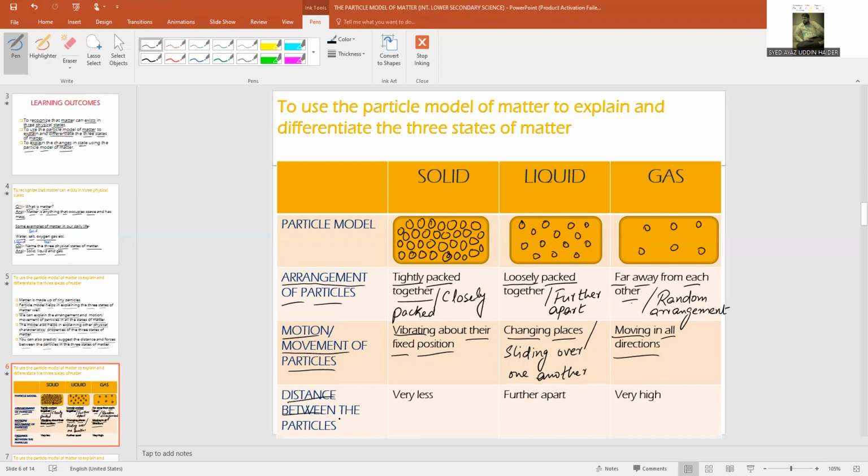The distance between the particles. In solid, the distance is very less, which means they are very tightly and closely packed. But in liquid, they are further apart, and in the gas, they are very far away from each other.